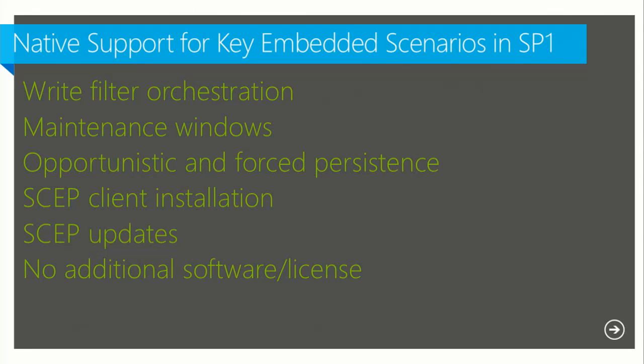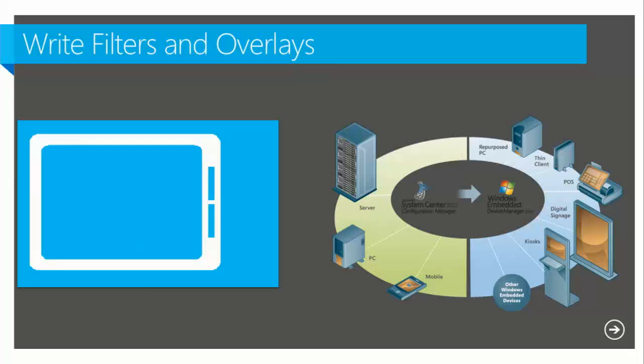That's opportunistic persistence. And we have support for SCEP client installation. Again, with the write filter, it gets tricky. Even if you install the SCEP client, it's not going to persist. So you want that orchestration to happen there. That's supported. And of course, the signature updates are also persisted. And again, the same point, no additional software required. It's all integrated. So I talked about write filters. Let's get a little bit more into what write filters are and why it's a problem.